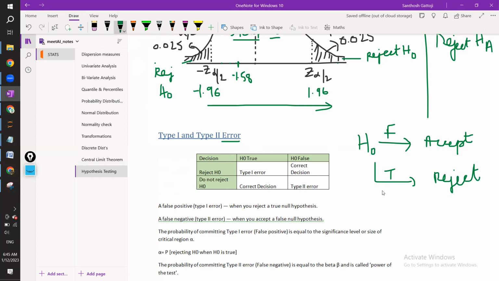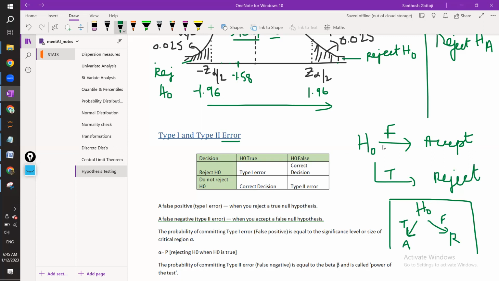So ideally what should happen, guys? If it is a true null hypothesis, you should accept. Agree? If it is false, you should reject. This is the ideal case in any scenario. That means if a person has committed a crime, the judge should give punishment to him. Or if the person is innocent, he should be released without any charges. Agree? But if it is the other way around, then that is an error.